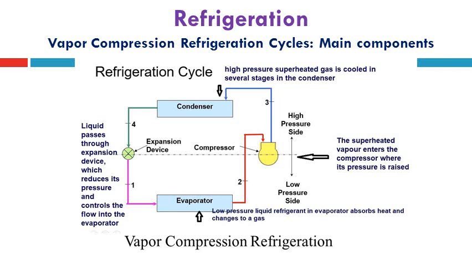The superheated vapor enters the compressor where its pressure is raised. Then the condenser receives these superheated gases to desuperheat them in the first stage of the condenser and then complete condensation until reaching the saturation liquid line as shown on the p-h diagram and will be discussed in next slides. The high pressure superheated gas is cooled in several stages in the condenser. It may be classified into 3 stages: desuperheating, condensation, and subcooling at the final stage of the condenser.